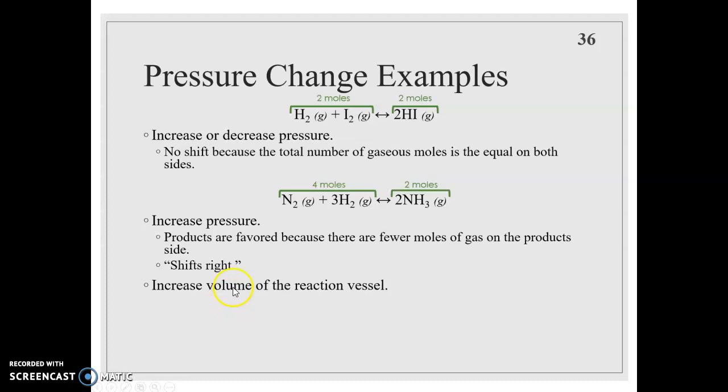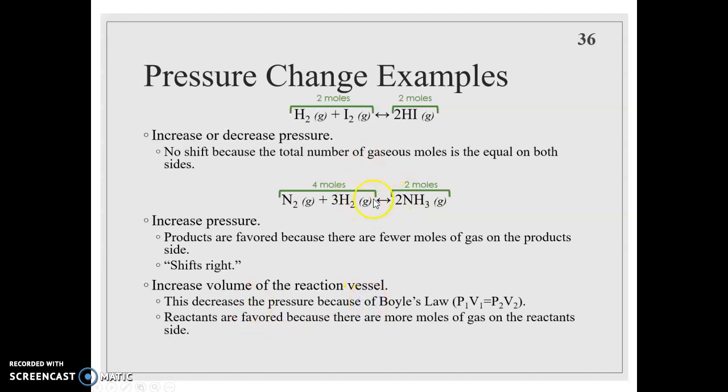Well, how about if we increase the volume of the reaction vessel? Now let's think about this carefully. The first one said increase pressure. If we increase the volume, what does that do to pressure? Well, it actually decreases the pressure. Remember Boyle's law? So if you increase volume, then the pressure decreases.